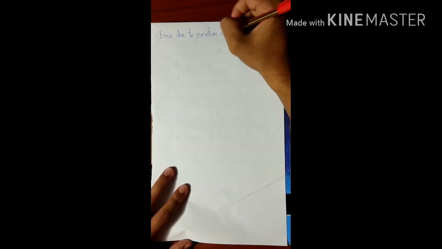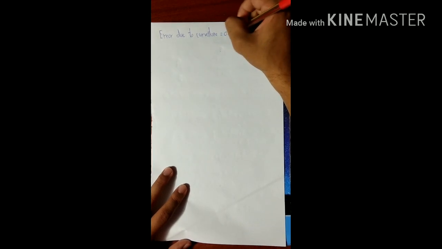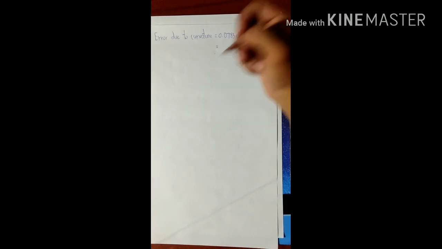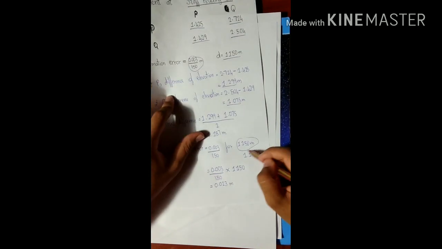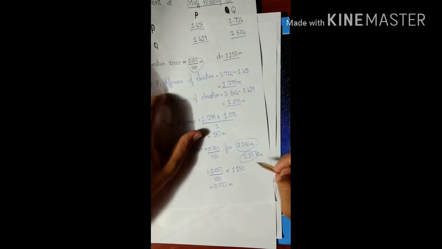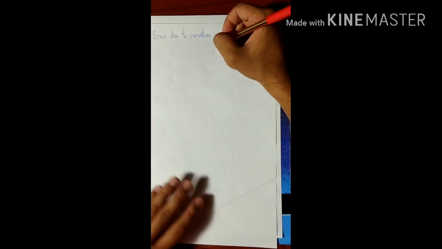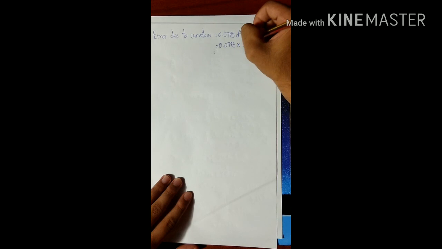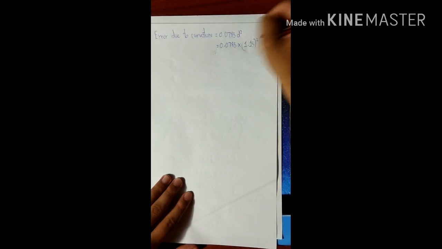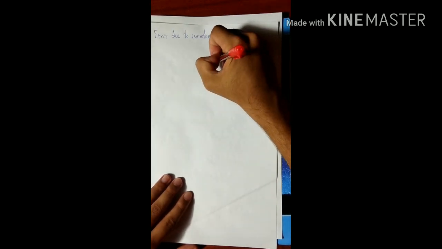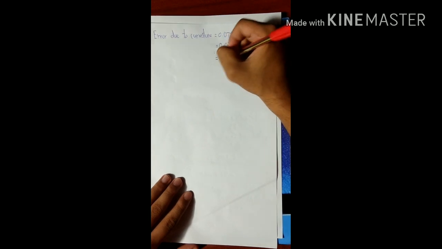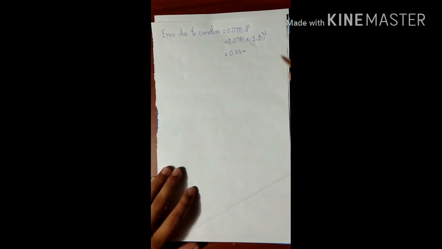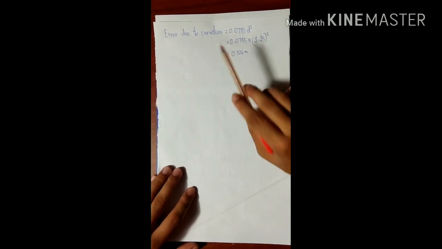The error is given by 0.0785 d square. We know that d is 1.15 kilometers, as said earlier. So 0.0785 into d square, and the answer for this will be 0.104 meters. Okay, now we found the error due to curvature.